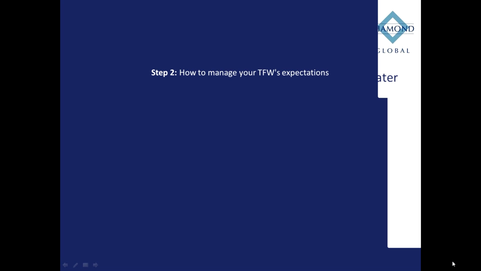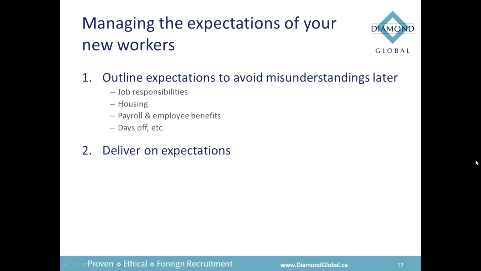But there are two very vital stages to managing expectations of your new international team members. The first is to outline clearly what your expectations are of these individuals. And you're going to figure that out as a result of your 3-month plan.